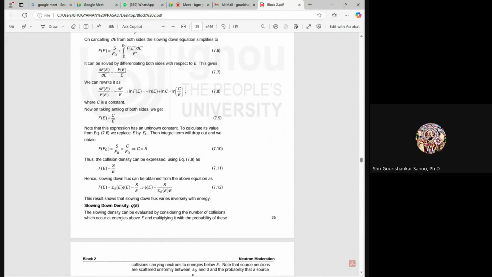Slowing down flux is inversely proportional to energy. So as the energy increases, the slowing down flux phi will decrease. As the energy decreases, the slowing down flux phi varies inversely. So E increases, phi decreases; E decreases, phi increases.